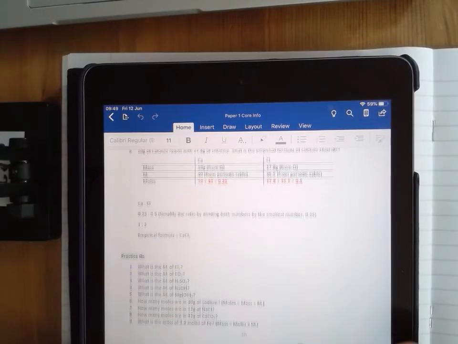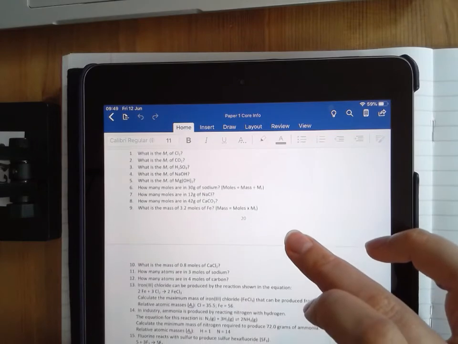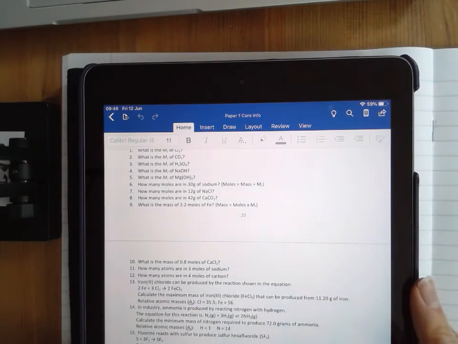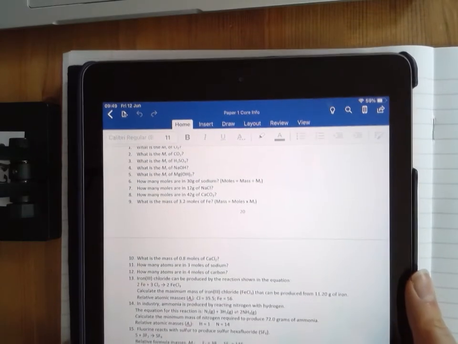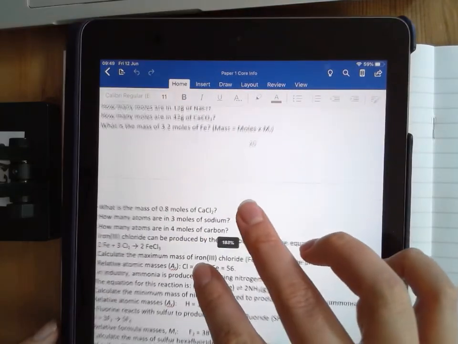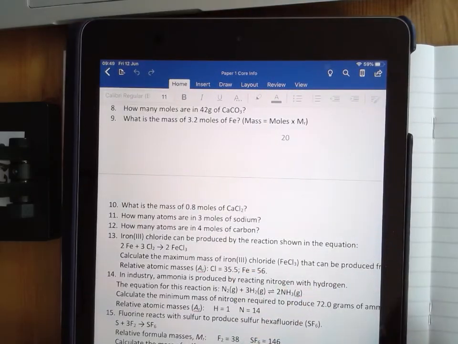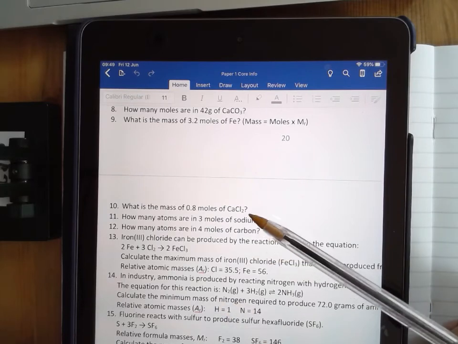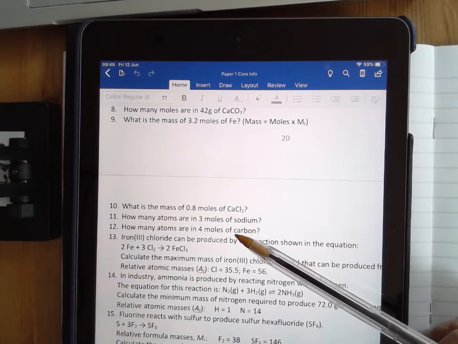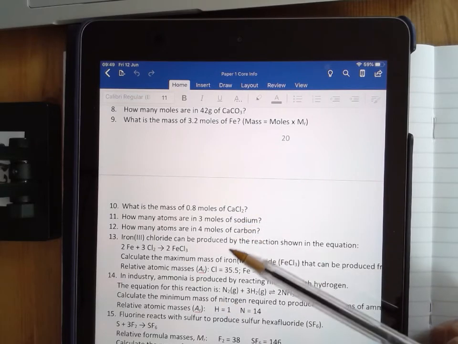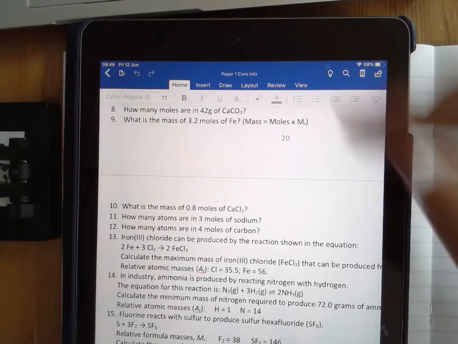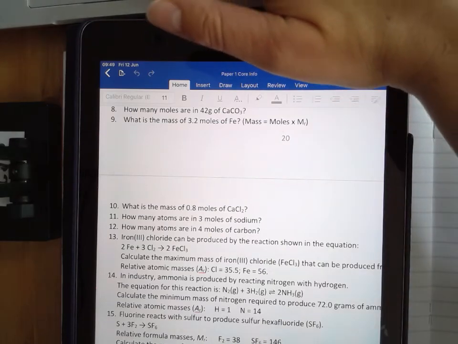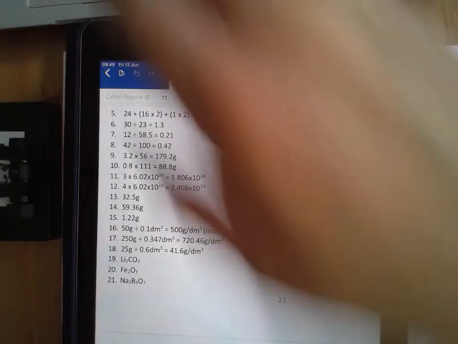So I'm going to get you to do 2 examples of these, because the calculation is exactly the same. I ask you for how many atoms are in 3 moles of sodium and how many atoms are in 4 moles of carbon. So just do both of those calculations. You will need a scientific calculator. Do them for yourself, press pause, do them, and then check your answers.